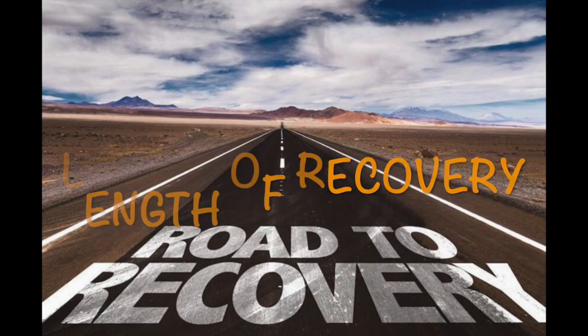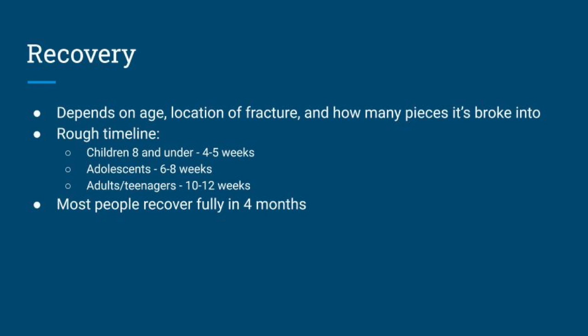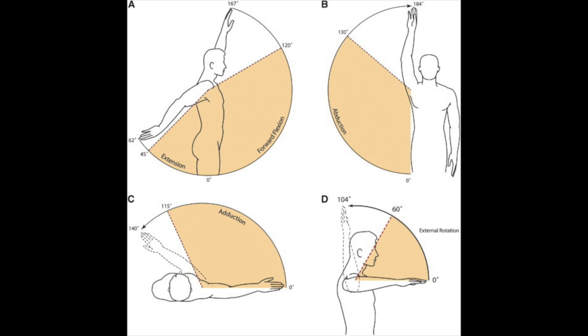Length of recovery. Recovery depends on age, location of fracture, and how many pieces it broke into. Children 8 and under take 4 to 5 weeks, adolescents take 6 to 8 weeks, and adults and teenagers 10 to 12 weeks. Typically, the fracture will heal completely in adults by 4 months. Most patients have full range of motion and can return to activities with no limitations.